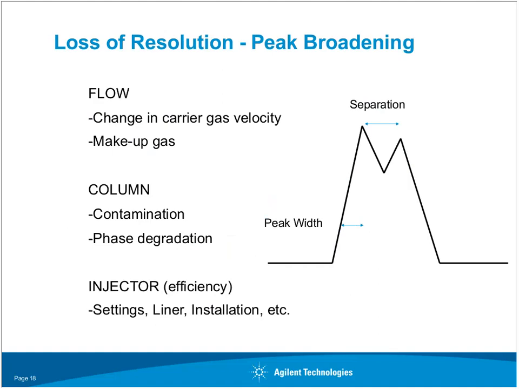Also, a loss of resolution can equal peak broadening. A lot of times this is caused by flow, so a change in the carrier gas velocity. Makeup gas not properly set can be a problem. It can be caused by column contamination, phase degradation, and injector efficiency. So double check the method. If it worked before, go back and make sure that we have the right settings, that the liner's the same, that the column installation is good, etc.